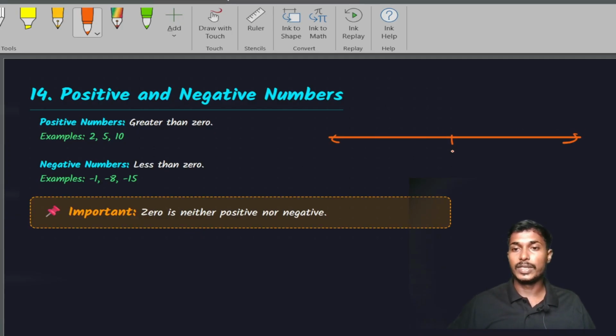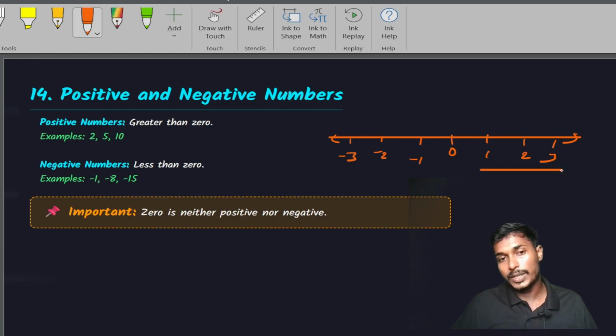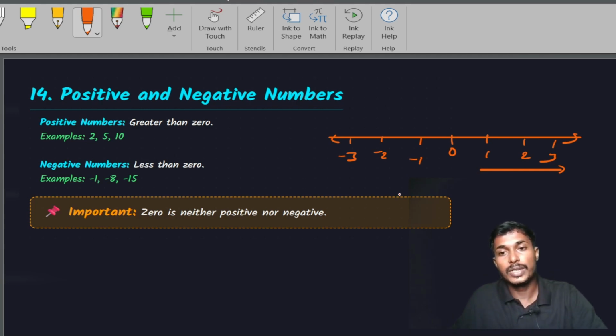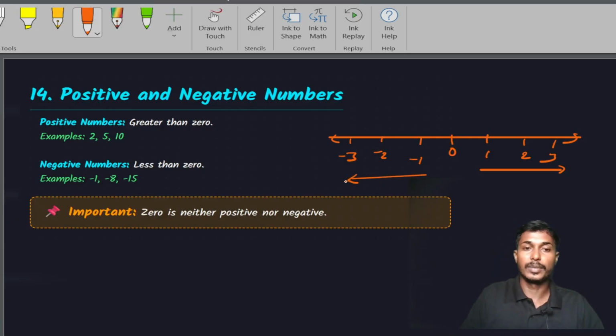The basic one was 0. After that, it was 1, 2, 3. And on the left side, it was -1, -2, and -3. So, every number which is on the right of 0 is a positive number, which means it is greater than 0. Being right means being greater. Every number which is on the left, or which is smaller than 0, is a negative number. Is that clear? Now, the question arises: is 0 a positive number or a negative number?